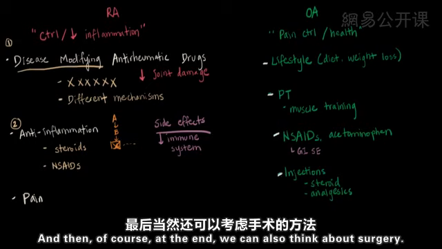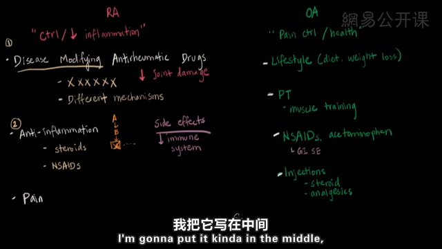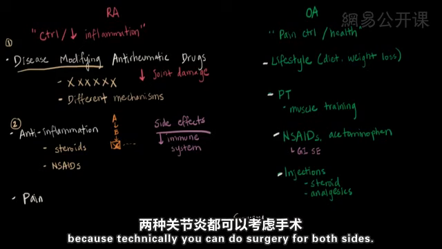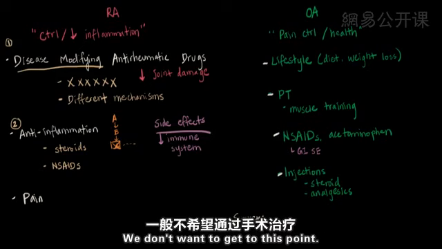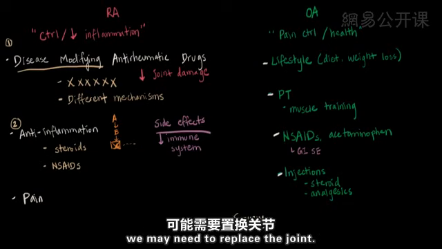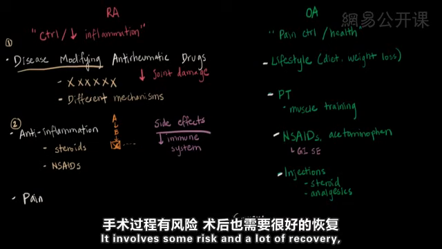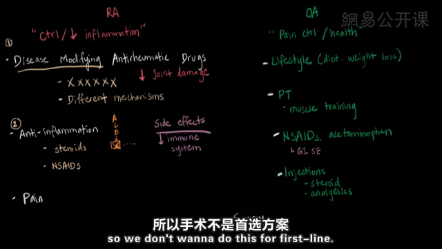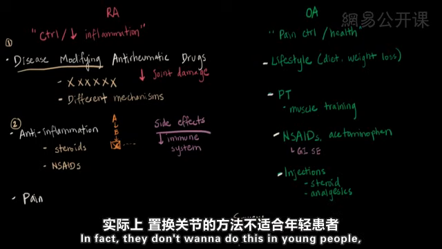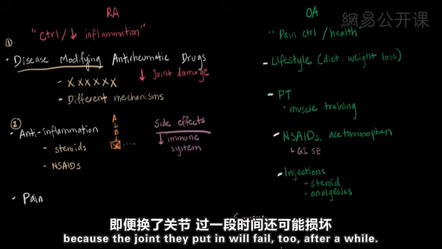And then of course at the end we can also think about surgery. I'm going to put it kind of in the middle because technically you can do surgery for both sides. And we don't want to get to this point, but sometimes when the damage is too great, we may need to replace the joint. It involves some risk and a lot of recovery, so we don't want to do this for first line. In fact, they don't want to do this in young people because the joint they put in will fail too after a while.